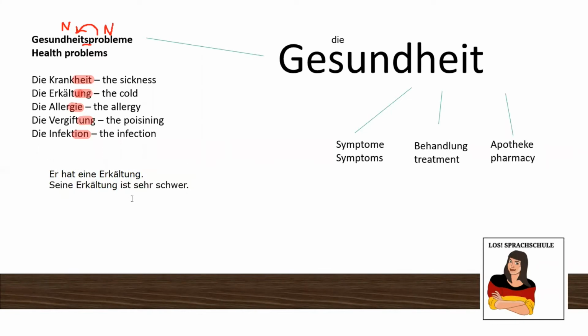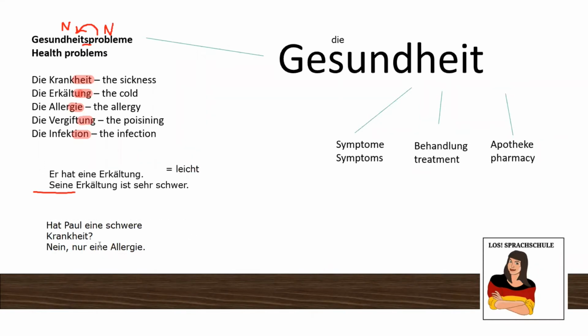Seine Erkältung ist sehr schwer. His cold is really heavy or serious, we could say. We haven't learned yet to say his and her. We will learn this really soon. But I think it's not so hard to grasp. His cold is really heavy. The opposite you can say leicht.